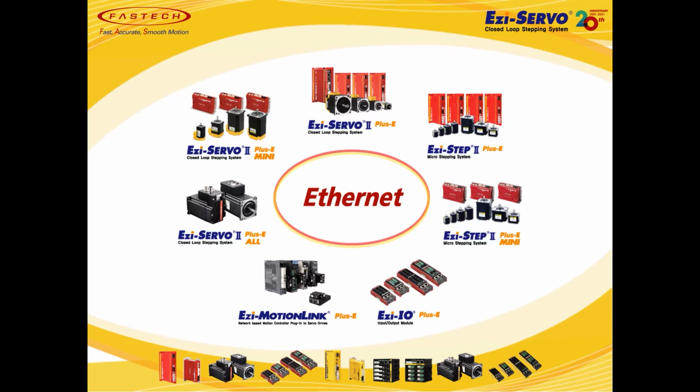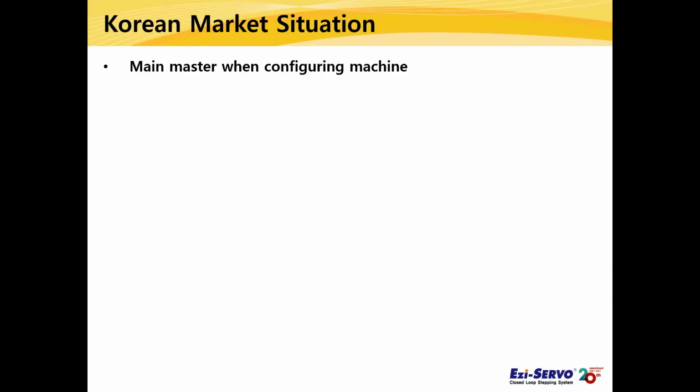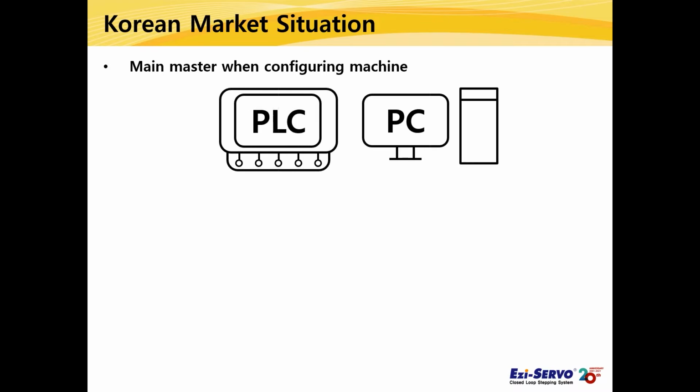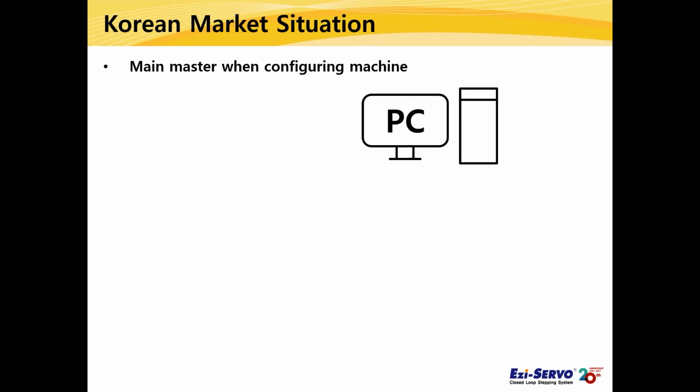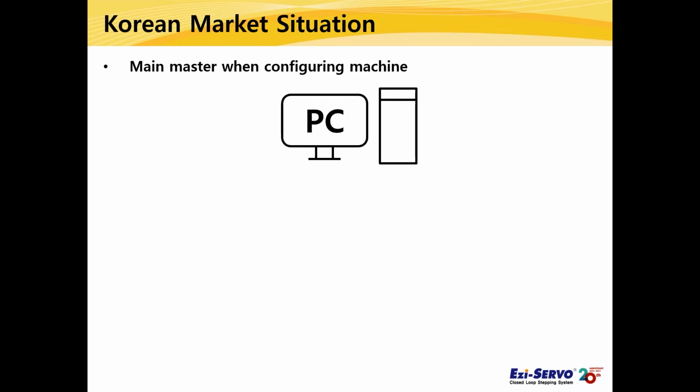Among 7 types of products, I'd like to introduce digital I/O module, Ezi-IO Plus-E. Next, prior to the introduction of Ezi-IO Plus-E, I would like to explain the FASTECH's Ethernet products with the example of Korean market situation. When a customer configures the machine, PC or PLC is used in various ways as the main master. In the Korean market, this main master is an industrial PC usually.